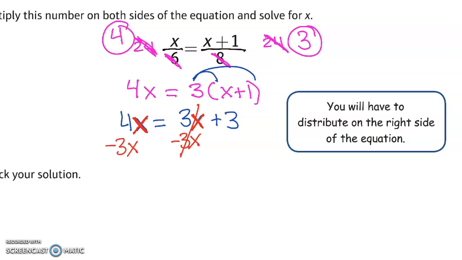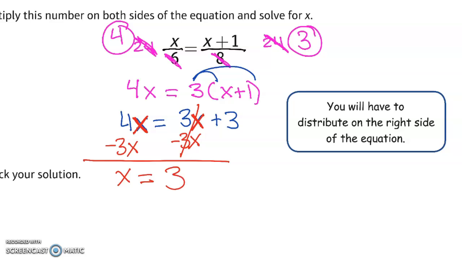Why else? There's one really scary reason. It's because there's only one thing on the left side. We don't want to cancel out that left side if we can help it. We want to leave that left side having something and the right-hand side having something. So I've got 4 minus 3 gives me 1x. What's on the right-hand side?